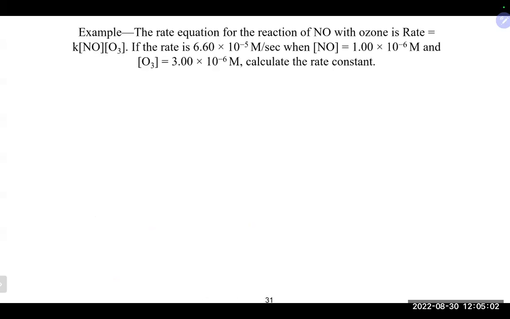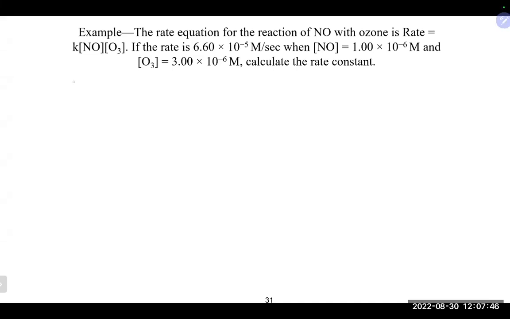All right, so if we have a rate equation with a rate law of rate equals K times NO times O3, and the rate is 6.6 times 10 to the minus 5 molar per second when the concentration of NO is 1 times 10 to the minus 6 and O3 is 3 times 10 to the minus 6, what is the value of the rate constant? So take a moment or two and see what you come up with.